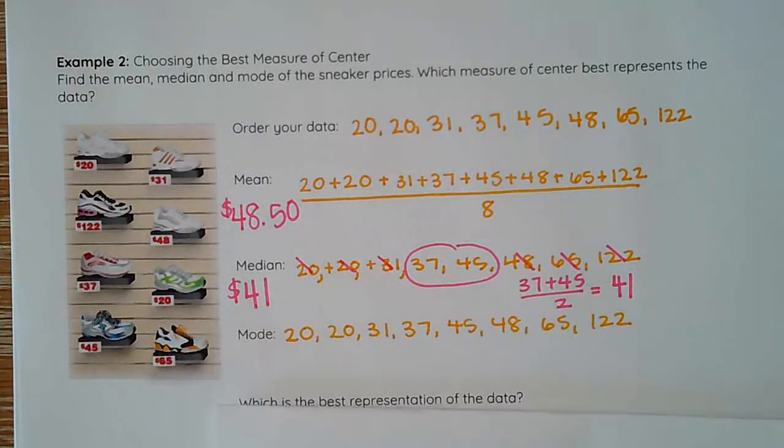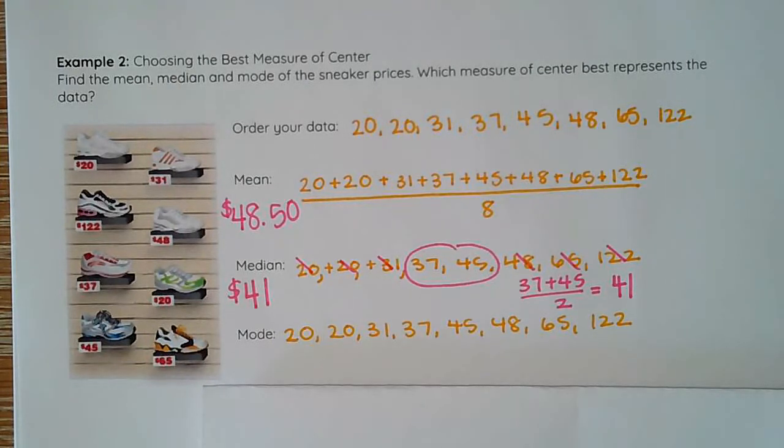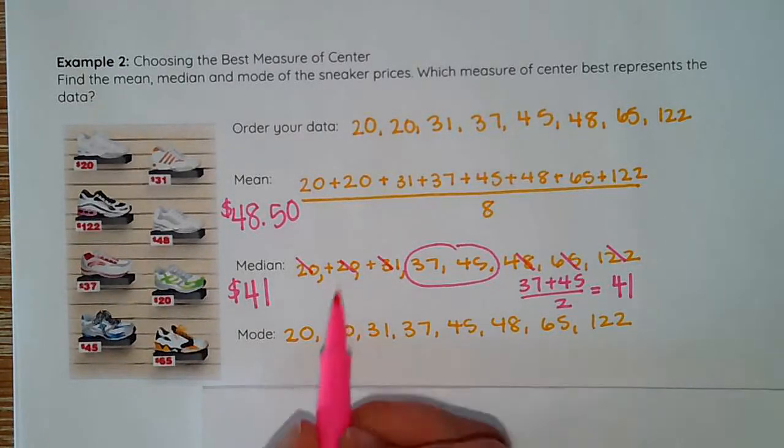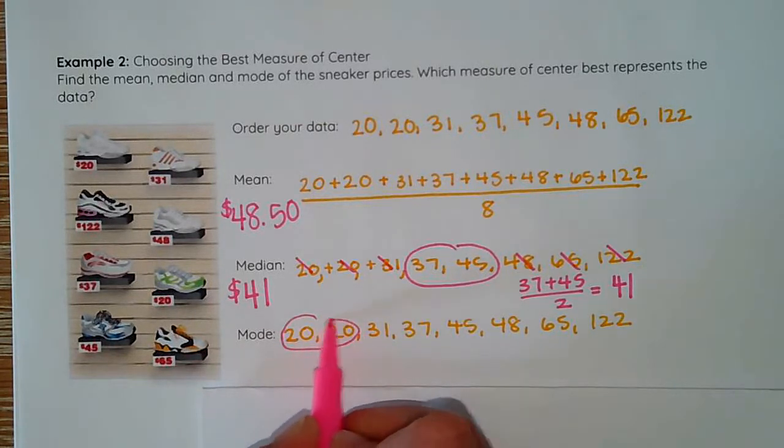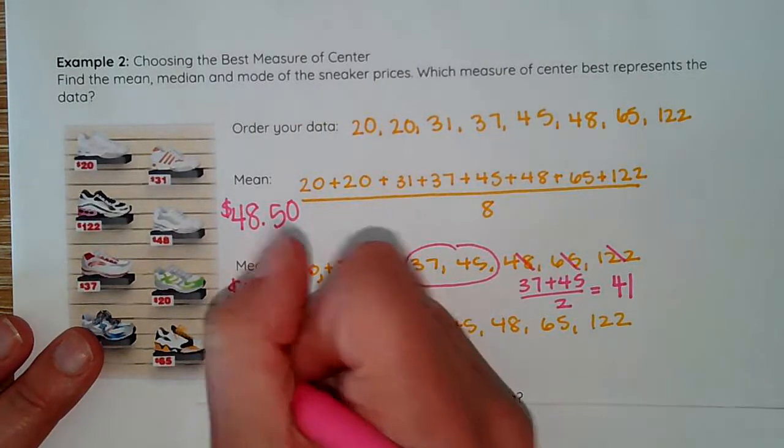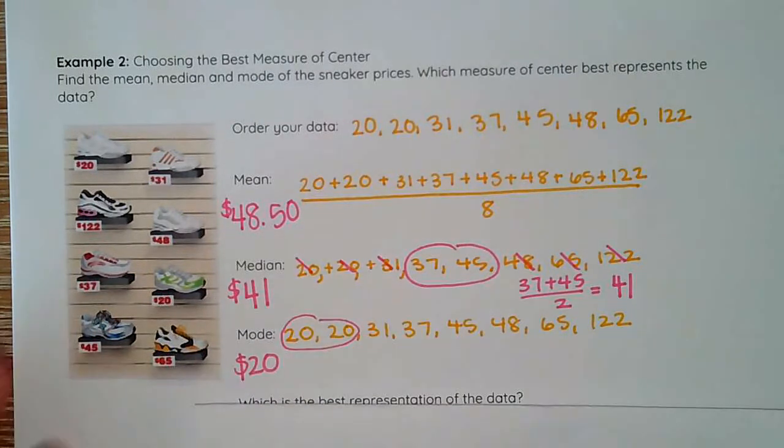Lastly, we have our mode. So again, if you would like to rewrite your data, you may. Otherwise, you may use your organized data up here. Again, having your data in order will help make sure that you get an accurate mode. You have your same numbers clumped together, so it's easier to find. In this case, the only price that occurs more than once is $20. So that means that my mode is $20.